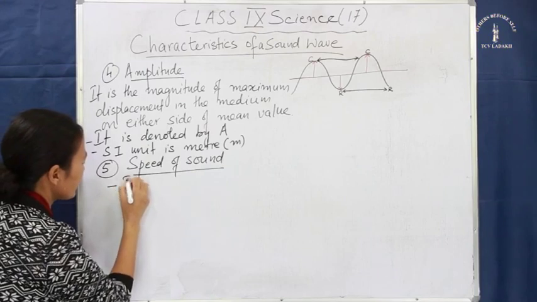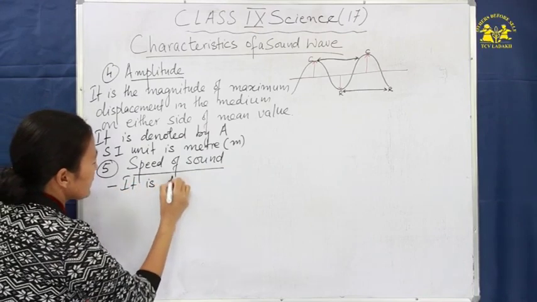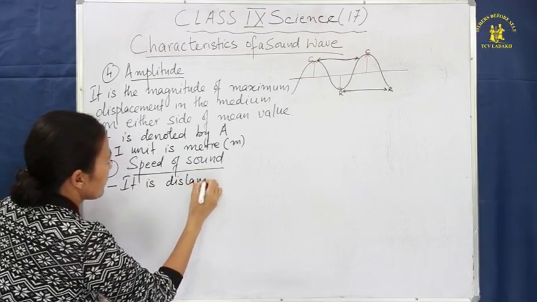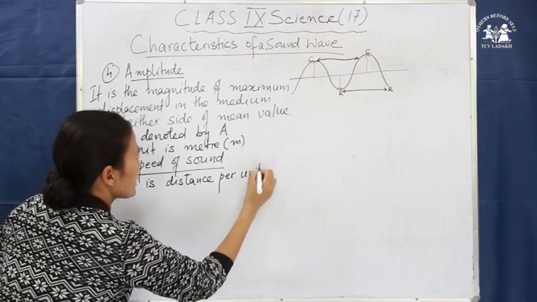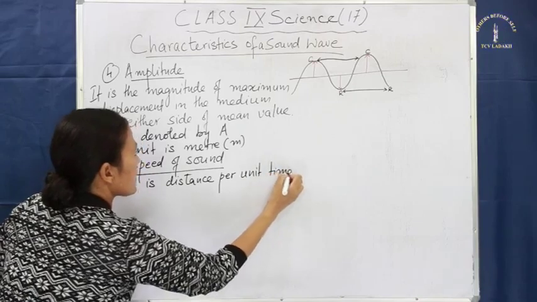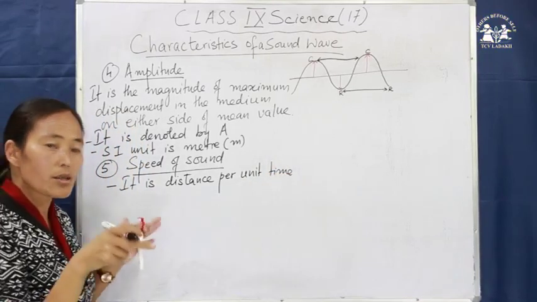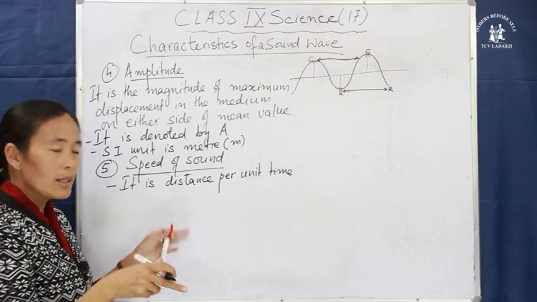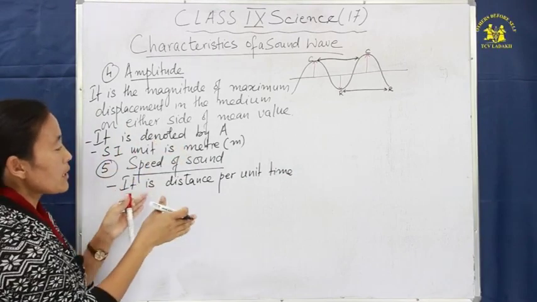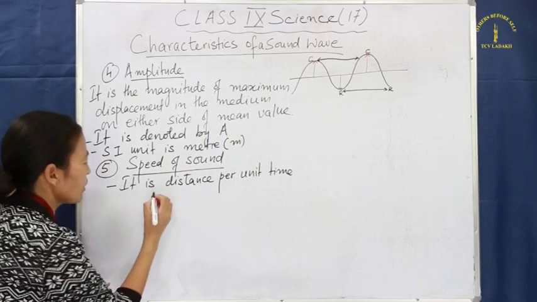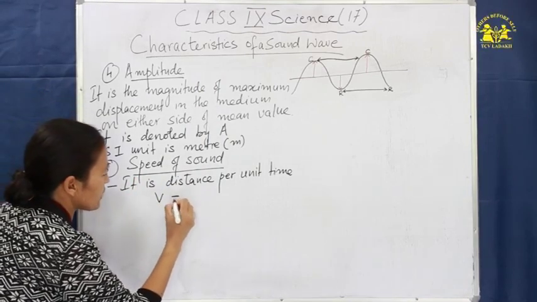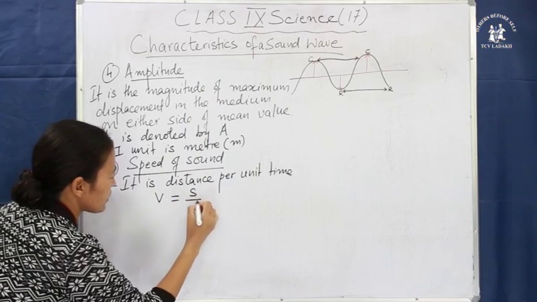Speed is defined as distance per unit time. The distance covered per unit time is speed. For a sound wave, the speed is V equal to distance S divided by time T.